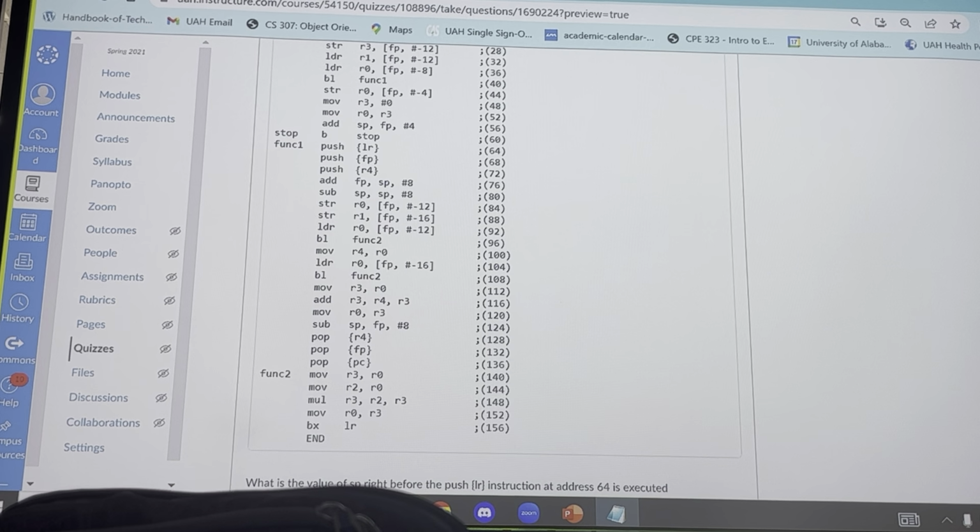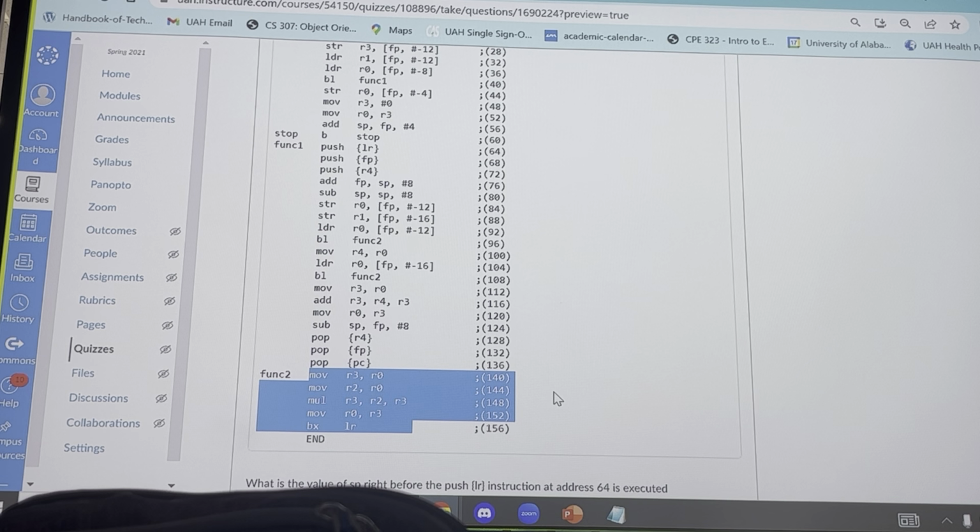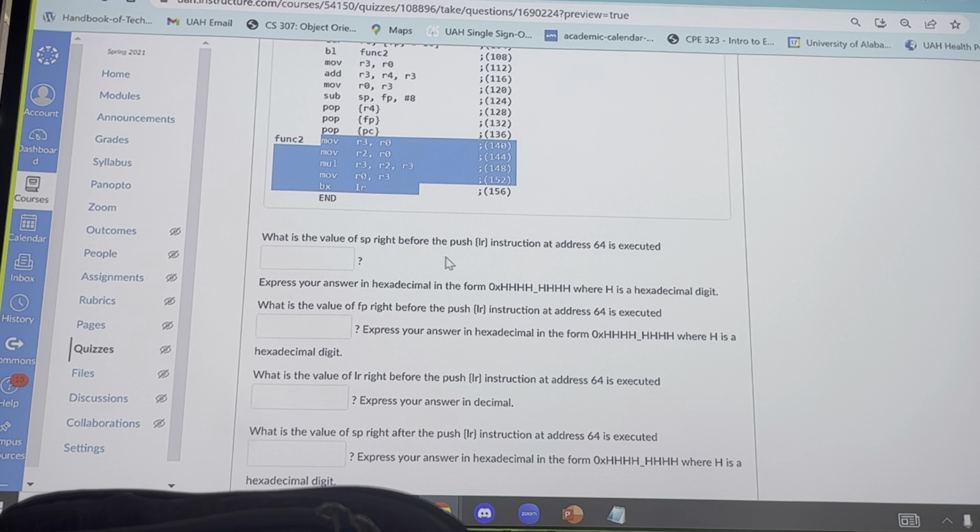Pretty sure you got this code before? Yeah, but you weren't asked to do exactly this. Either way, you need to keep up with the stack pointer very closely. You don't have to make a bunch of tables.